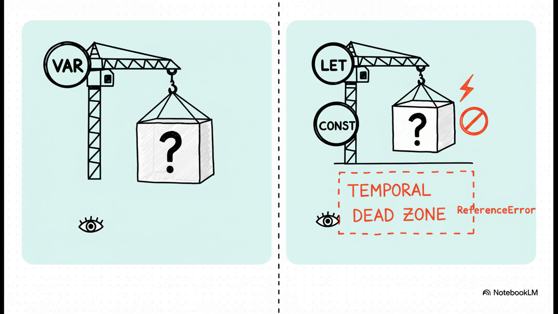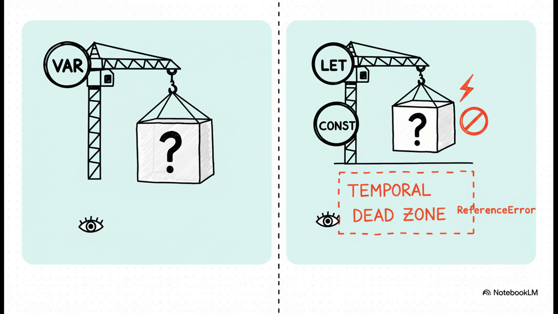And this example shows you exactly why this matters. With var, the declaration gets hoisted and it gets initialized with a value of undefined. This means you can use it before its line in the code without an error, which can hide some really nasty bugs. But with let and const, they get hoisted, but they're not initialized. So if you try to access them early, you get a big, clear reference error.